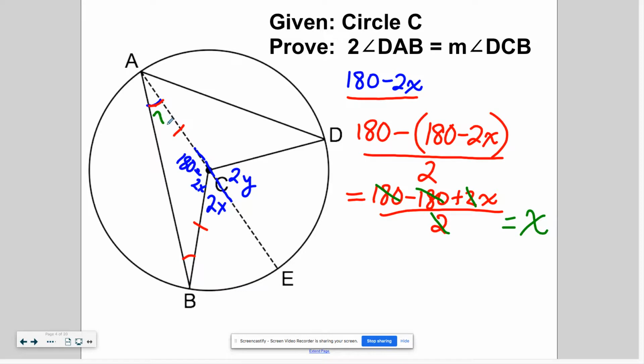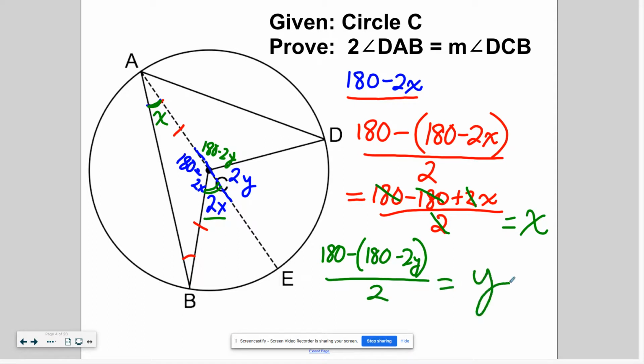So this angle up here is just x. I've already proven that the smaller angle up here, the subtended one, is half the size of what we started with down here, because I started with 2x. Now, if you repeat that process on the other side, 180 minus 2y, then take your 180 minus 180 minus 2y and divide that by 2, you're going to find that that's equal just to y. So this up here is just y, where this was 2y to start with down here.